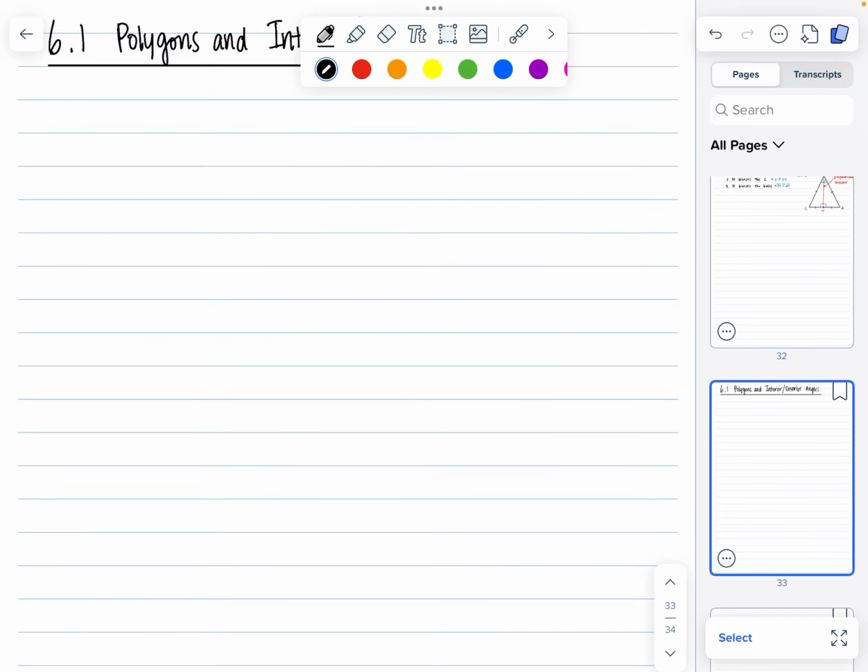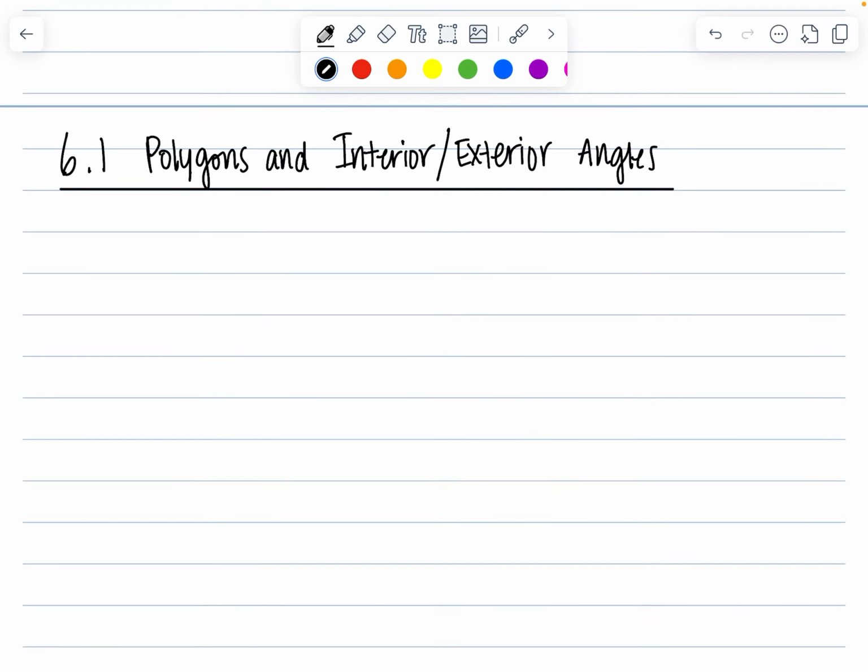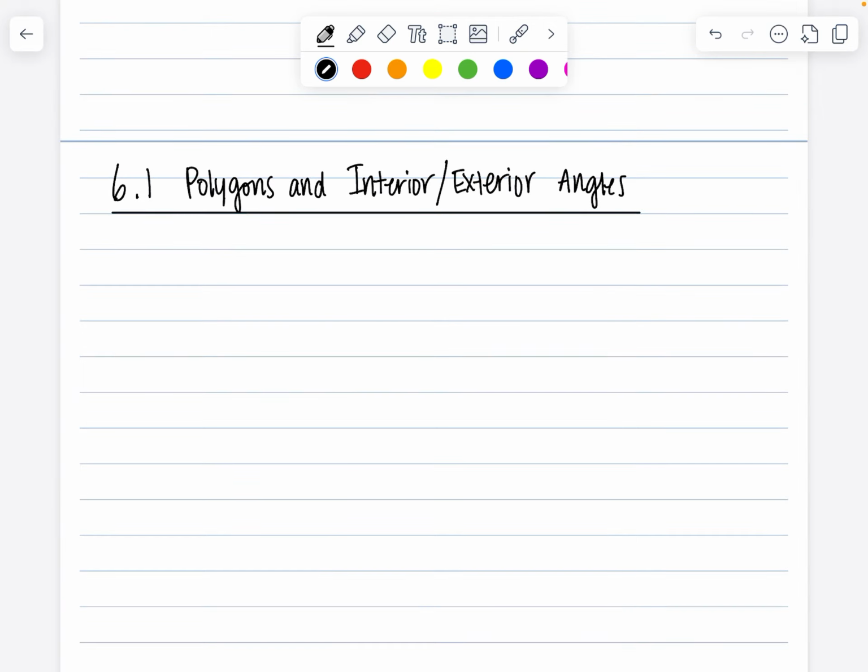So without further ado, hopefully you already got that title down in your table of contents. Go ahead, rewrite it here, and let's get started. A polygon is pretty much just a shape with three or more sides. It goes from triangle to quadrilateral to pentagon, etc. And there's actually a convenient formula for it. Let's start off by making a table.